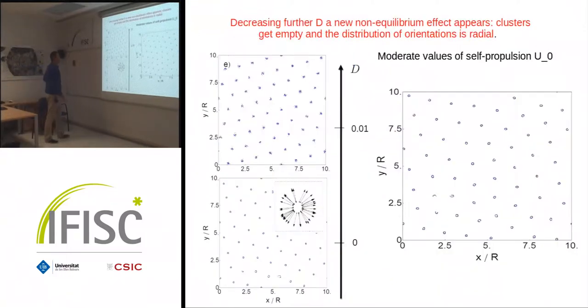But now the next thing appears when you take a U0 moderate enough and you decrease the diffusion coefficient. Then the clusters get empty. This is the only non-equilibrium effect that we have seen in the system, but we think it's interesting enough. I will show you the movie here. This is the new feature we obtain in non-equilibrium: the particles are all radially organized in the cluster.